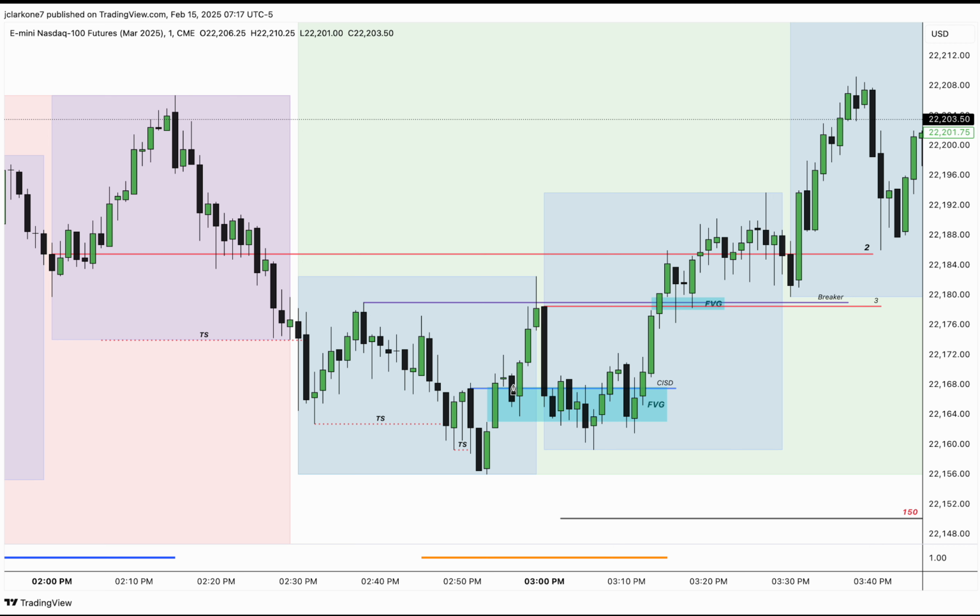And then, you know, we have a fair value gap. We have a turtle soup, a breaker. The only thing we don't have is an inversion. So we don't have an inversion here, but I would still consider this valid because if you zoom in, you'll see an inversion. You'll see an inversion on the 15-second within these two candles.